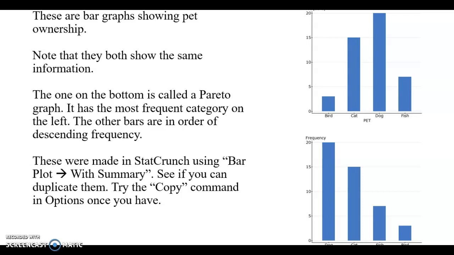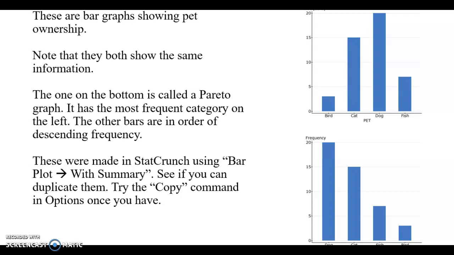Pareto graphs go with the idea of starting with the highest frequency leftmost and working its way down in descending order. Now, if you had a category like Other, it might actually appear in the far right-hand side and be bigger than one of the prior categories. That's the best they thought they could do.